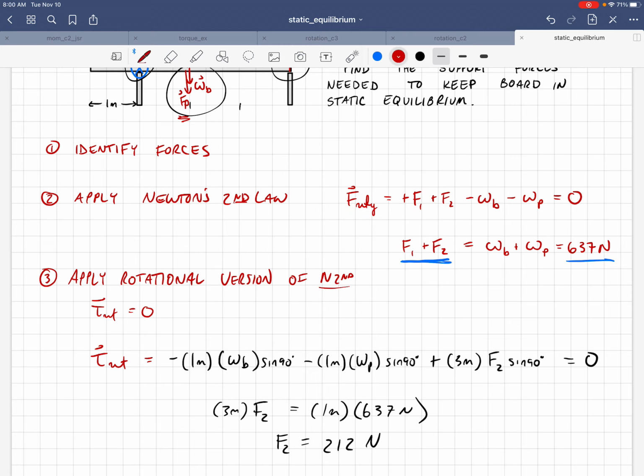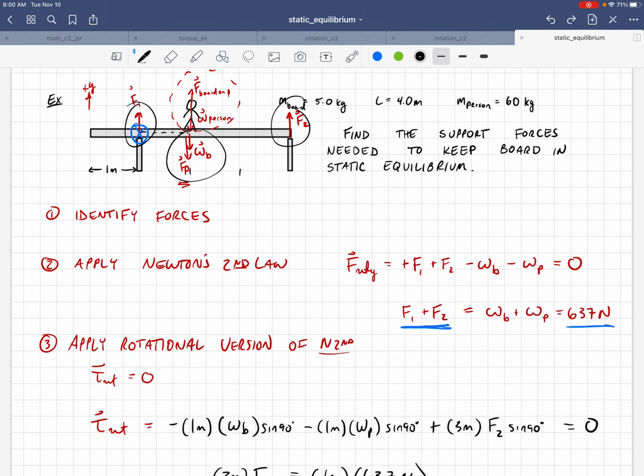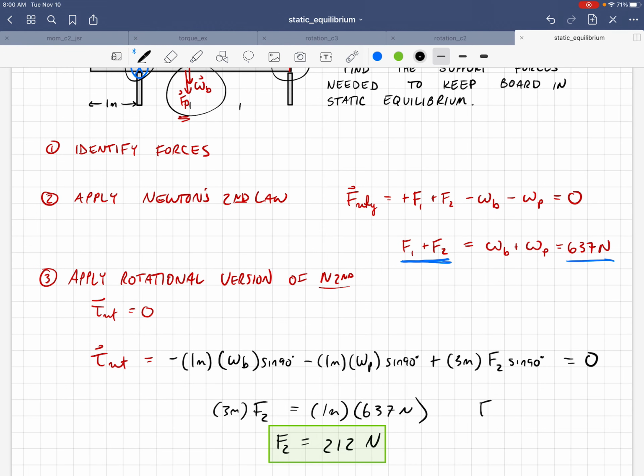So that is F2, the force over on the right support. And then we can immediately determine F1, because we know that F1 equals 637 newtons minus F2. So F1 is going to equal about 425 newtons.